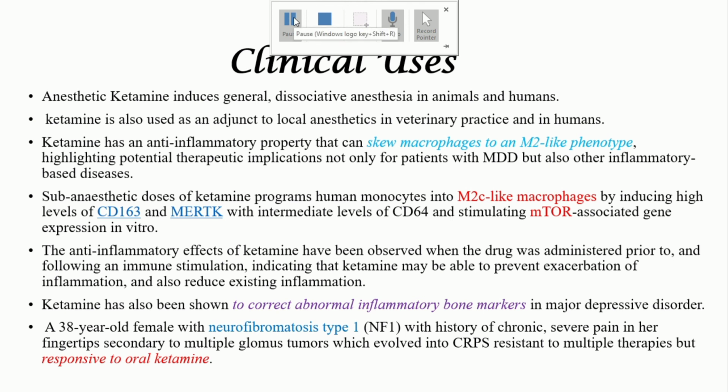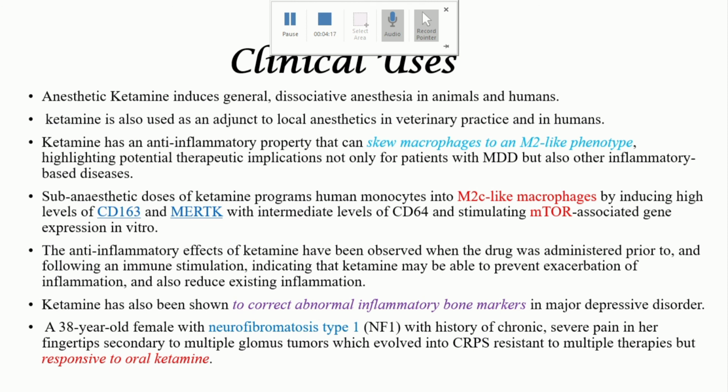The anti-inflammatory effects of ketamine have been observed when the drug was administered prior to and following an immune stimulation, indicating that ketamine may be able to prevent exacerbation of inflammation and also reduce existing inflammation. Ketamine has also been shown to correct abnormal inflammatory bone markers in major depressive disorder.